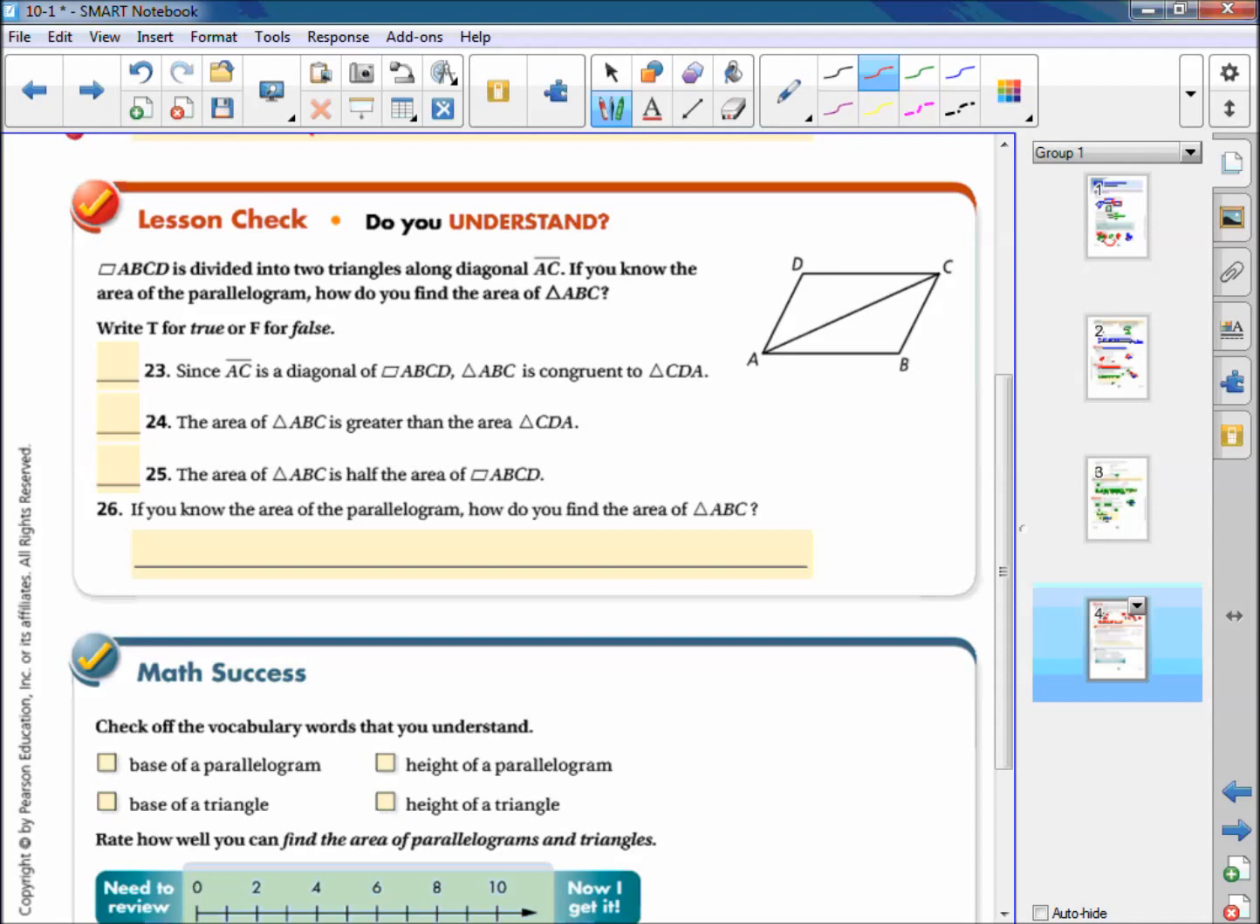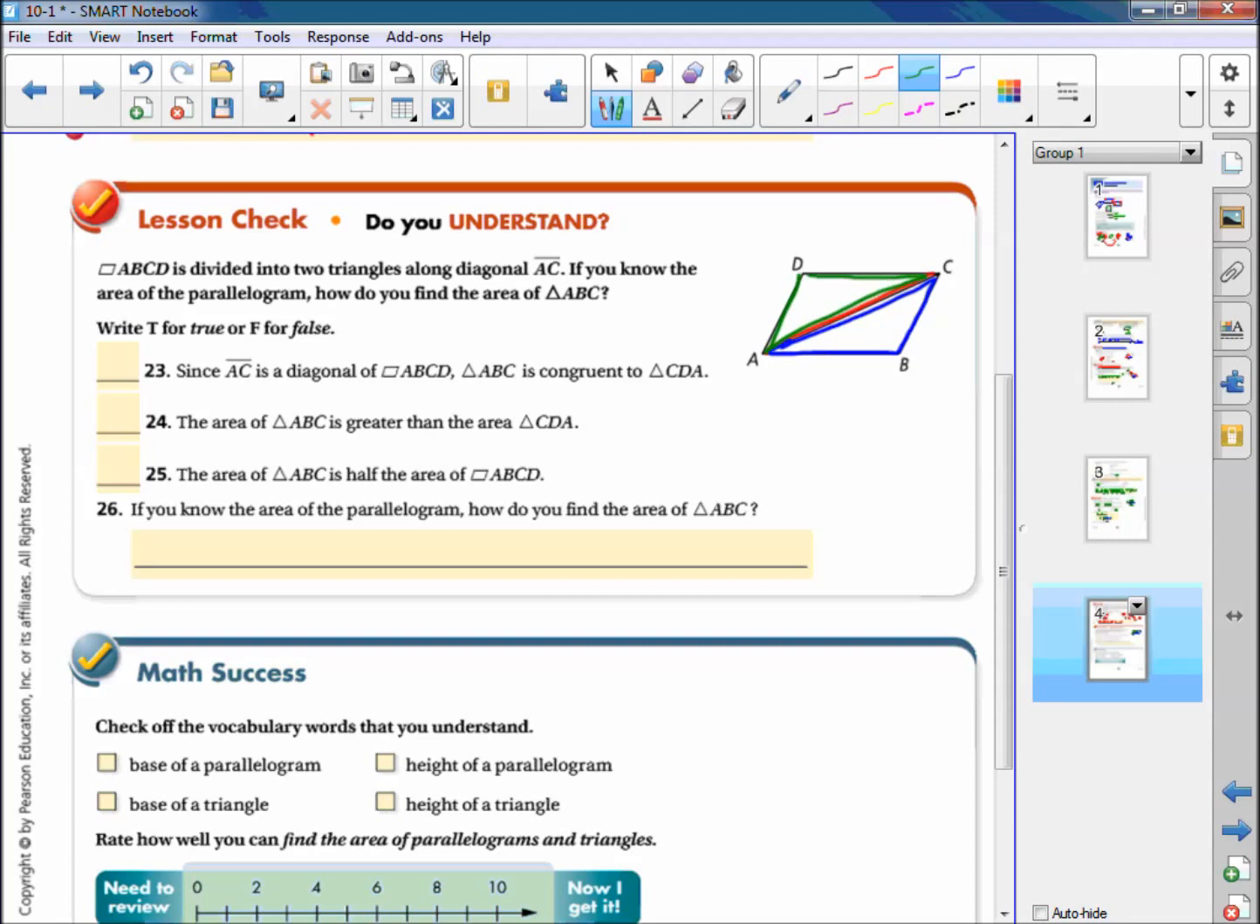Okay? All right, so parallelogram ABCD is divided into two triangles along the diagonal AC. Okay, so here's our diagonal AC for our parallelogram. If you know the area of the parallelogram, how do you find the area of triangle ABC? Well, if you knew the area of the parallelogram, triangle ABC should be 1/2 of that. That just makes sense because that diagonal breaks our parallelogram into two perfectly congruent triangles. So they're both the same, okay?